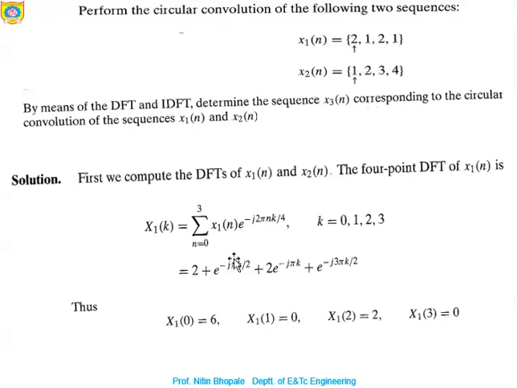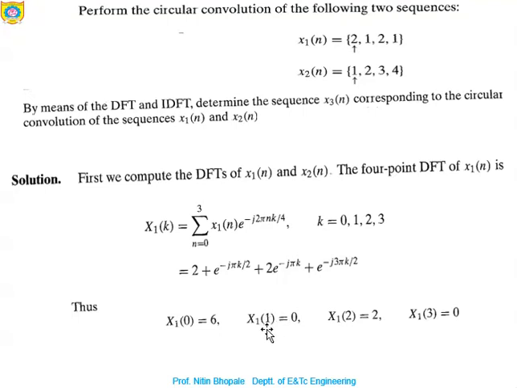X1 of k by using the formula. This is what the DFT is, e raised to minus j pi k by 2. K will be varied from 0 to 3. The first time we will put k equal to 0 and we will just verify it. E raised to minus j into 0 is e raised to 0, it will be 1. So 2 plus 1, that is 3. 3 plus 2, that is 5. 5 plus this one will be 6. So this is how x1 of 0 will be giving the value as 6.